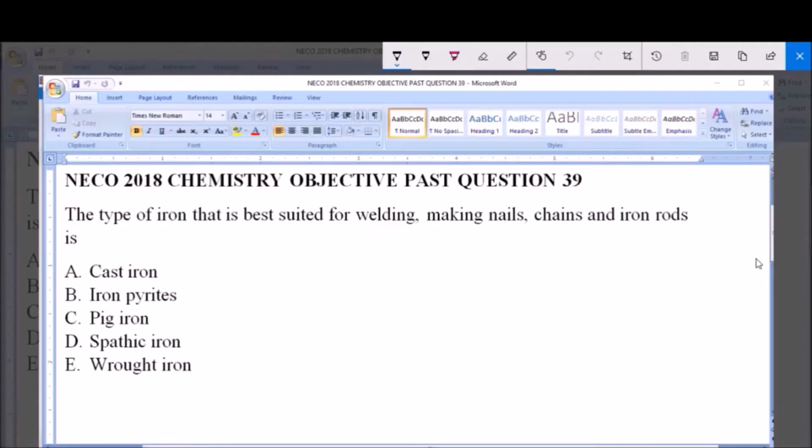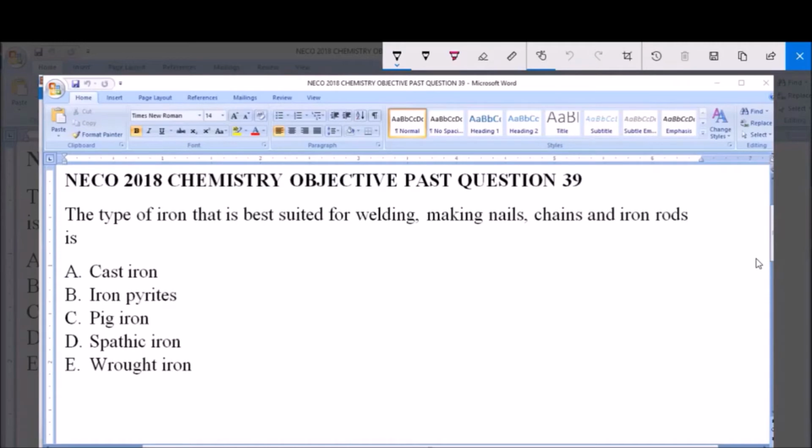Hello and welcome. I'm going to be answering Neco 2018 Chemistry Objective Past Question 39. The type of iron that is best suited for welding, making nails, chains and iron rods is A, cast iron, B, iron pyrite, C, pig iron, D, spatic iron, E, wrought iron.